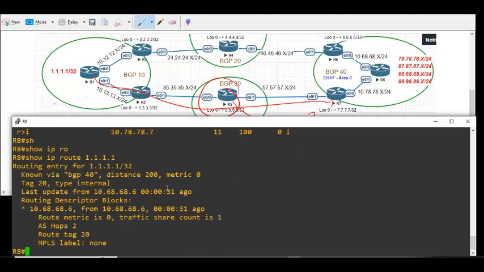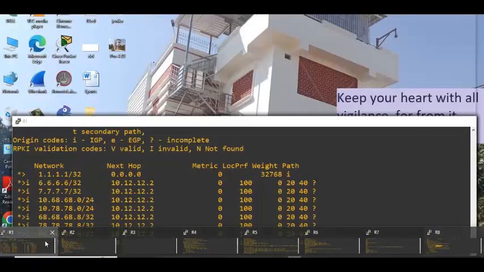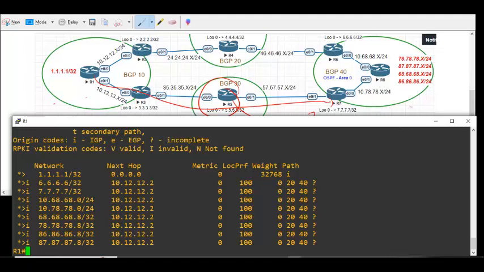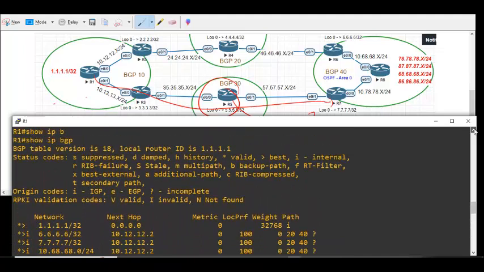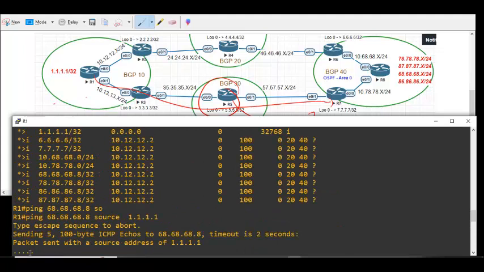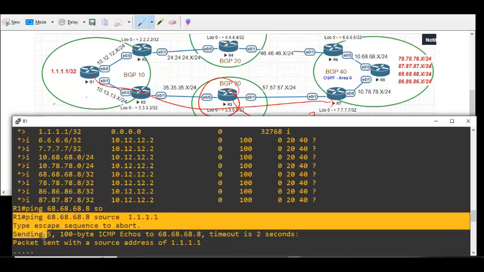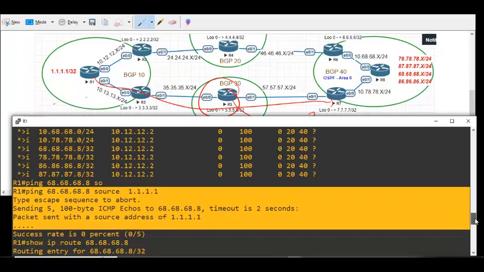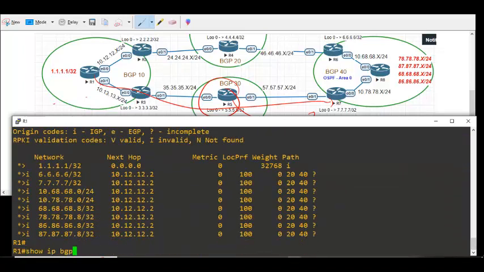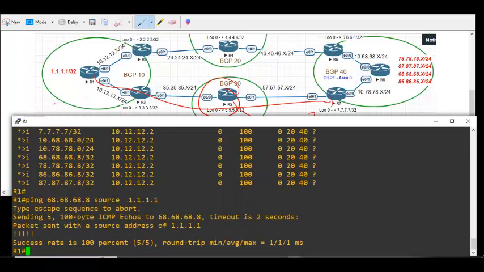Earlier when I was pinging, the ping was not happening, isn't it? See, the ping was not successful. Yes, now it should be successful. Let us test it. See how quickly it pinged? Now let us trace the route. We are expecting the packet to go via router 4.